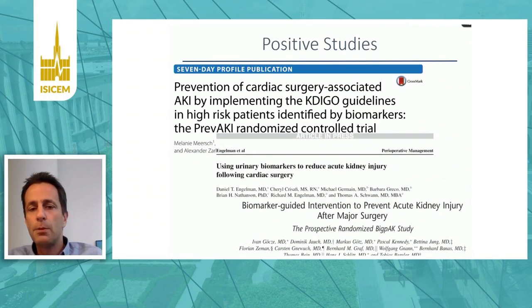And it has been shown that the implementation of preventive measures in patients at high risk for acute kidney injury can significantly reduce the occurrence of AKI after cardiac surgery, but also after major abdominal surgery. This has been shown in several trials.